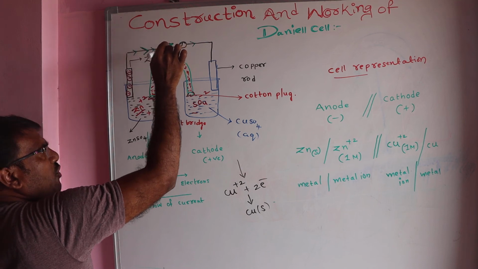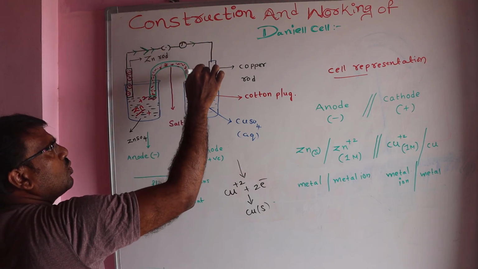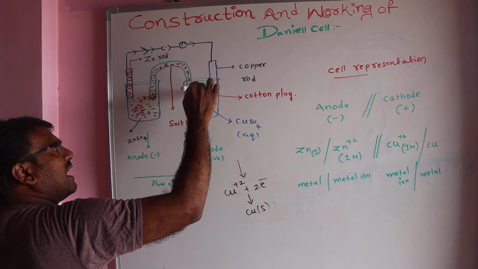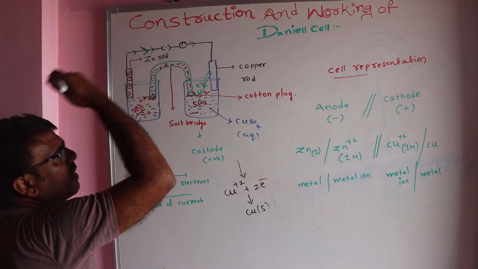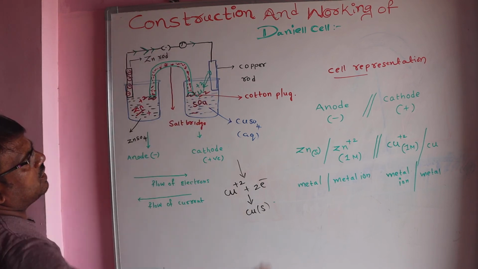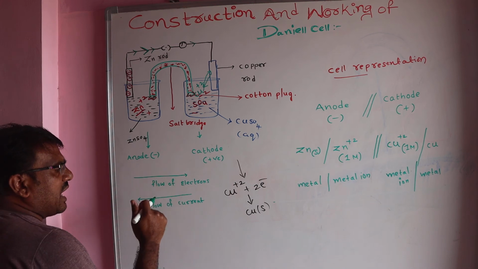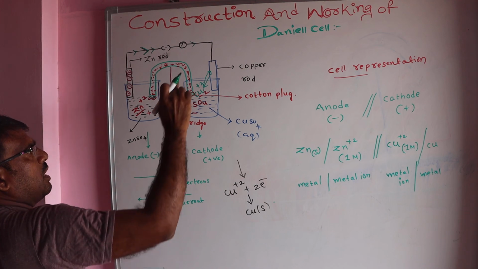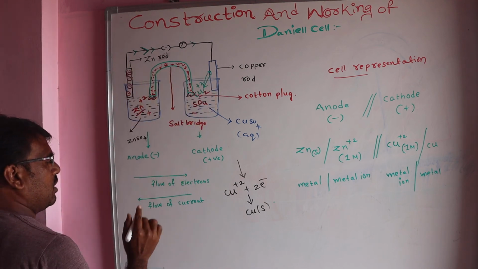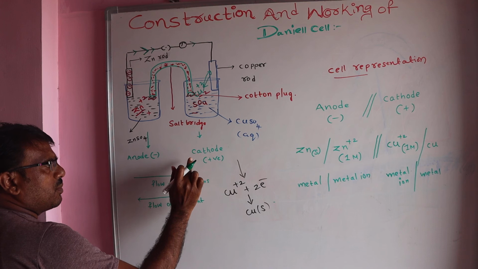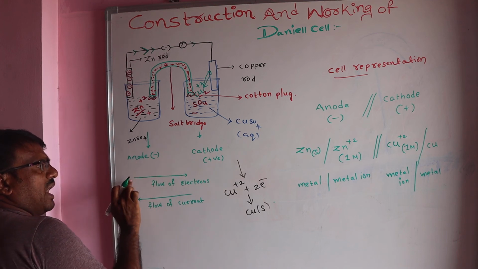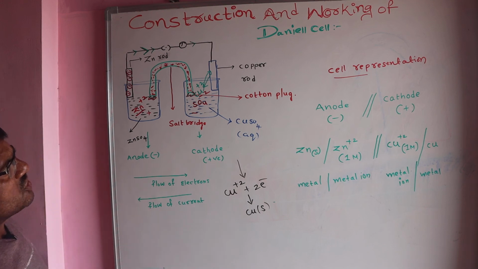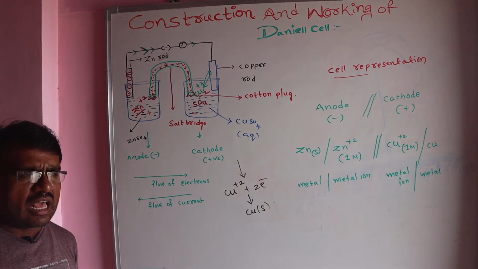through the external wire and enter the cathode. Here the Cu plus 2 ions continuously gain the electrons and are deposited on the surface of the copper rod. And what is the direction of the current? The direction of current is from the copper rod to the zinc rod. The flow of current is always from cathode to anode. The flow of electrons is from anode to cathode. So this is the construction and working of the Daniell cell.